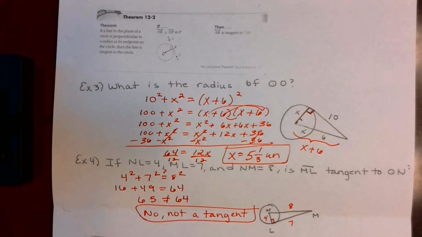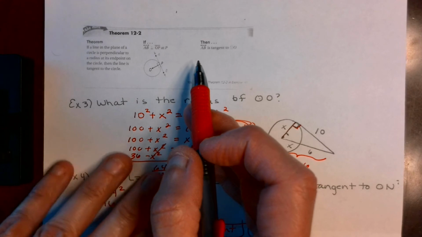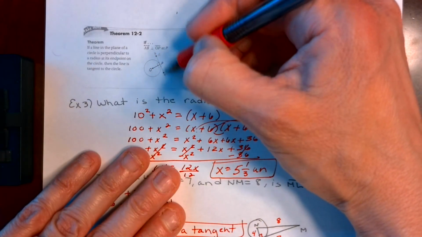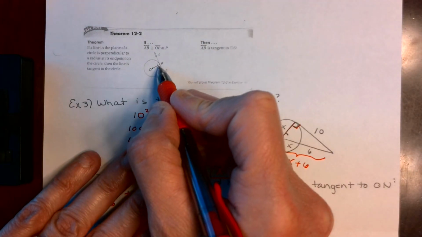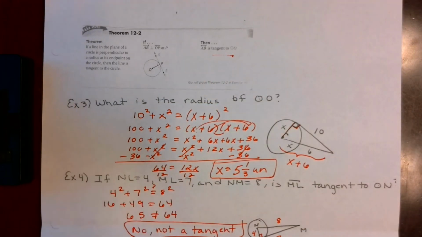All right. Now we have another theorem. We have 3 of them today. And this one is basically the converse of the other one. It says if this line that meets at P is perpendicular to this, then this line has to be tangent to it. So it's just the converse of what we just did.